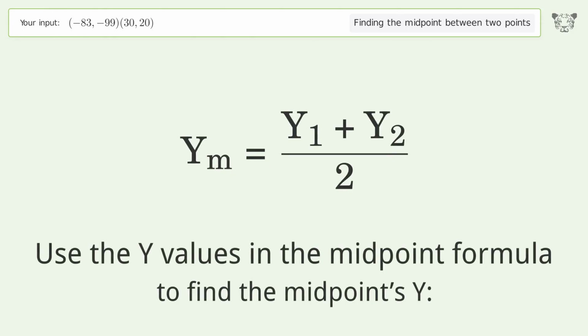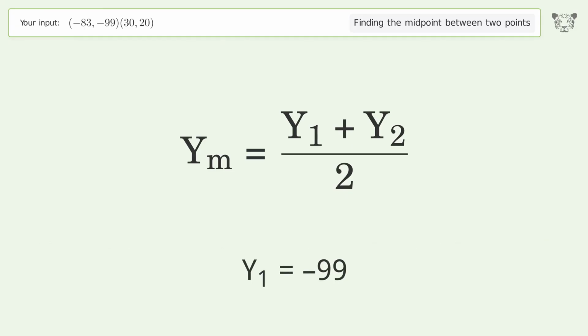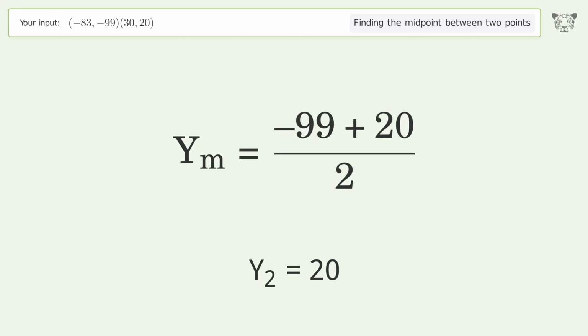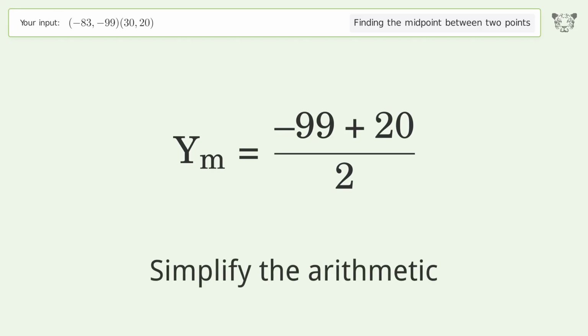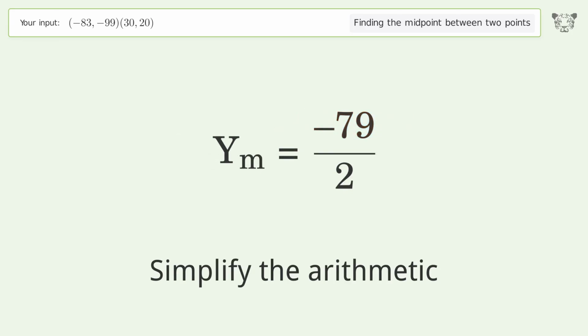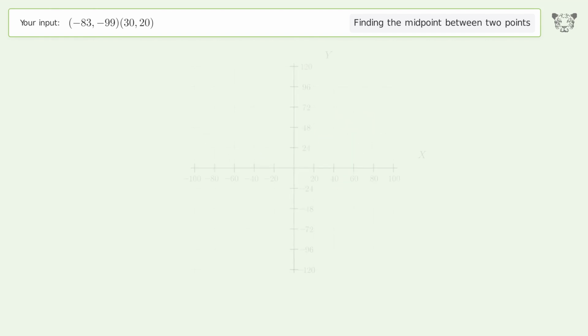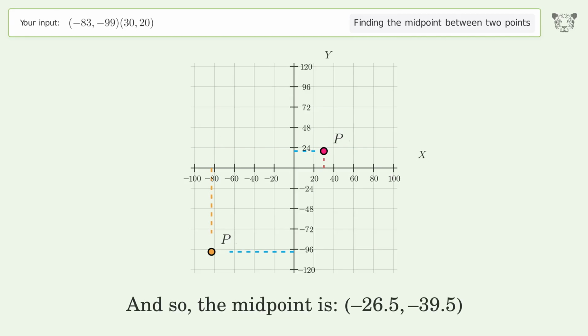Use the y values in the midpoint formula to find the midpoint's y. y1 equals negative 99. y2 equals 20. Simplify the arithmetic. And so, the midpoint is negative 26.5, negative 39.5.